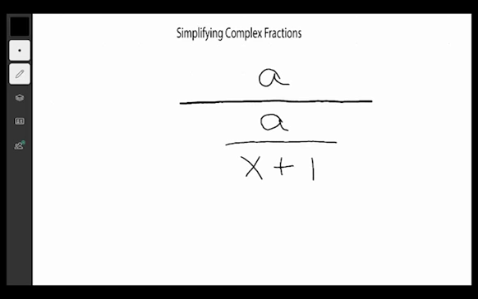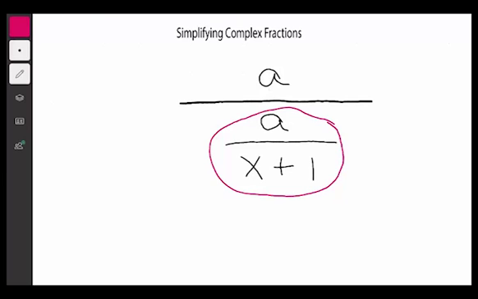This lesson is about simplifying complex fractions. But before we get into that, let's exactly define what a complex fraction really is. A complex fraction is a fraction within a fraction. In other words, we have the a as the numerator, and we have the denominator as a over x plus 1. There's a fraction itself. It's the denominator of the overall fraction. A over x plus 1 is the denominator. That is considered to be a complex fraction.